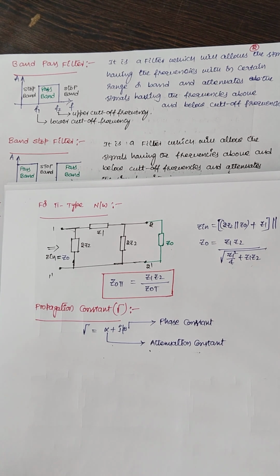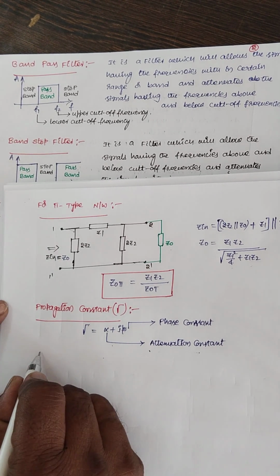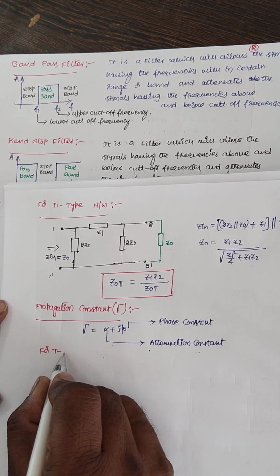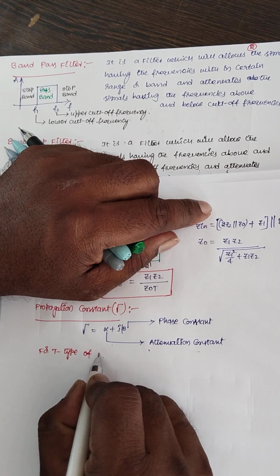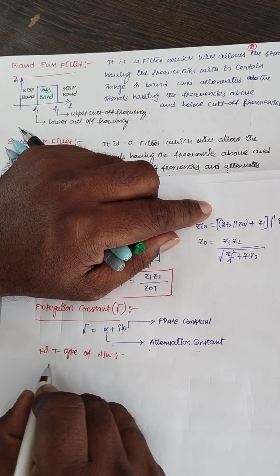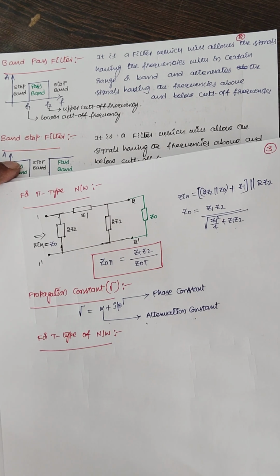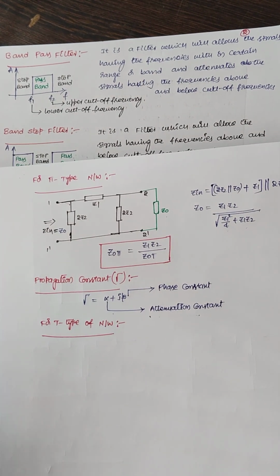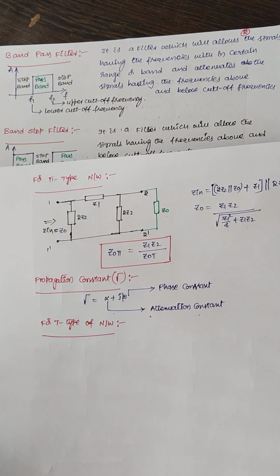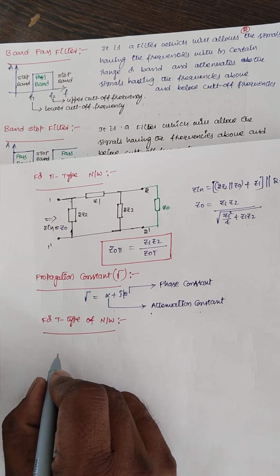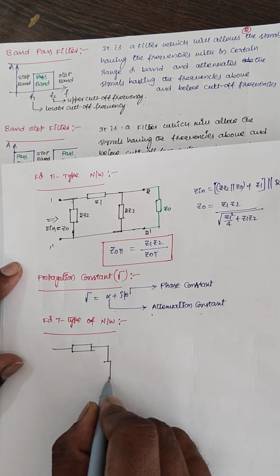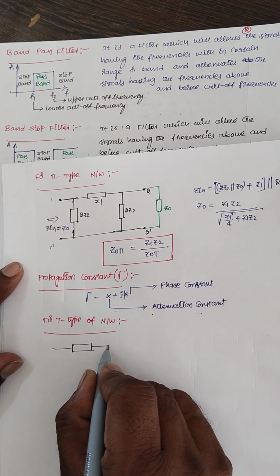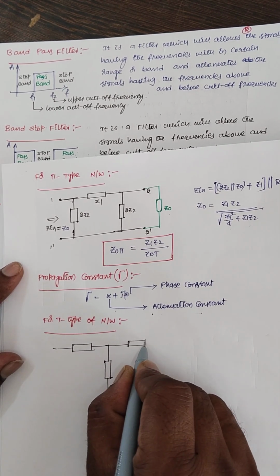Now, for a T type of network, you can see this. Let me draw this T type of network here. This is a T type of network.